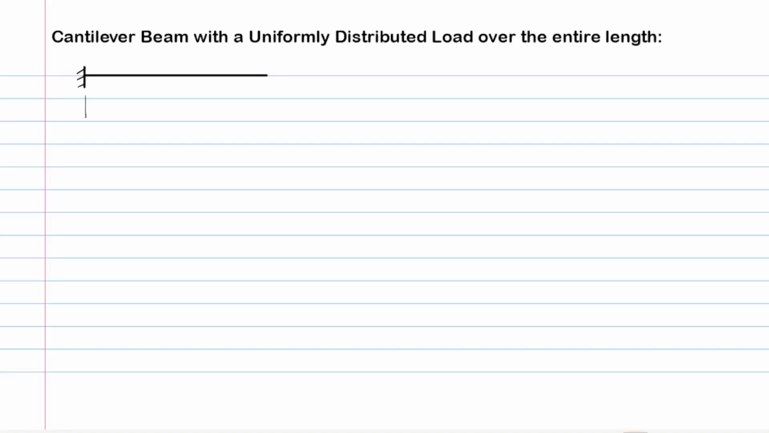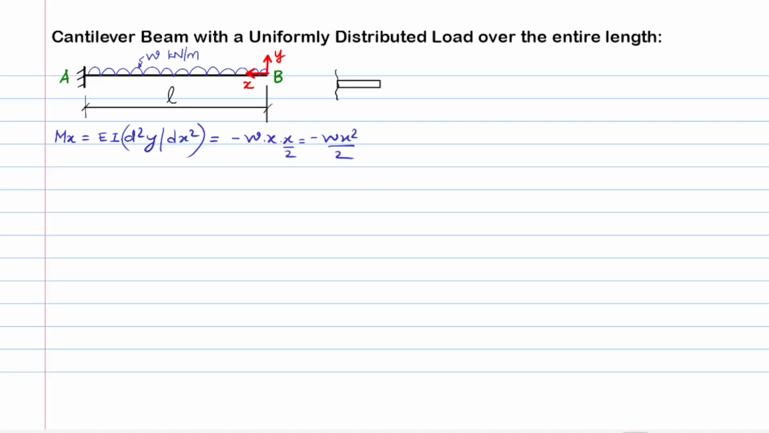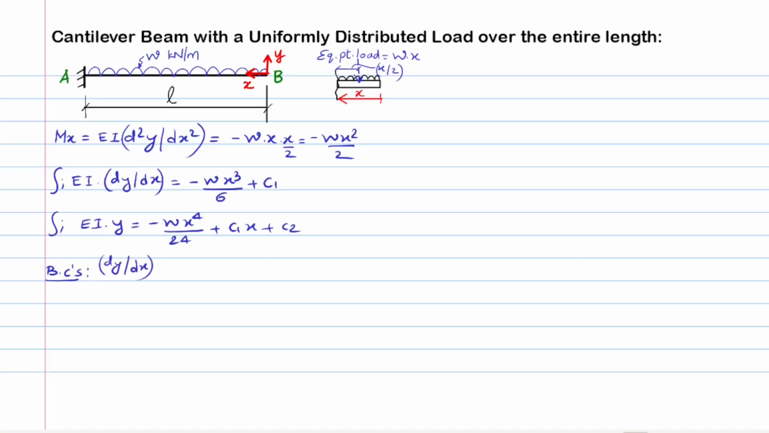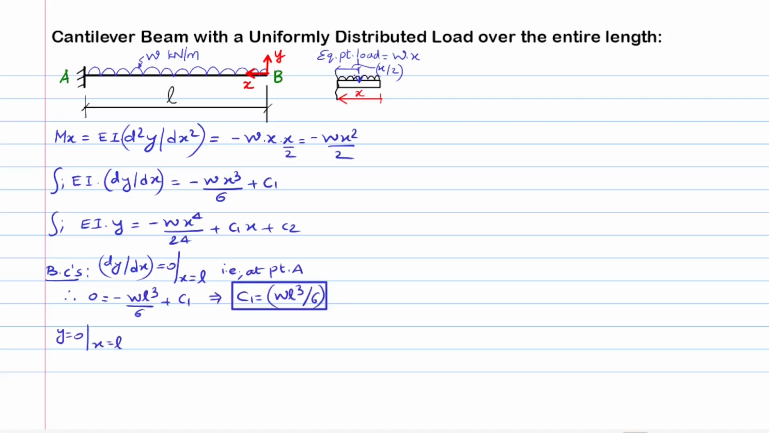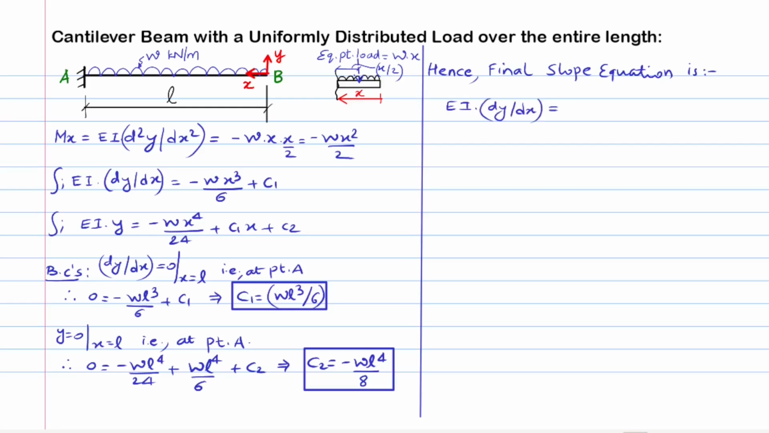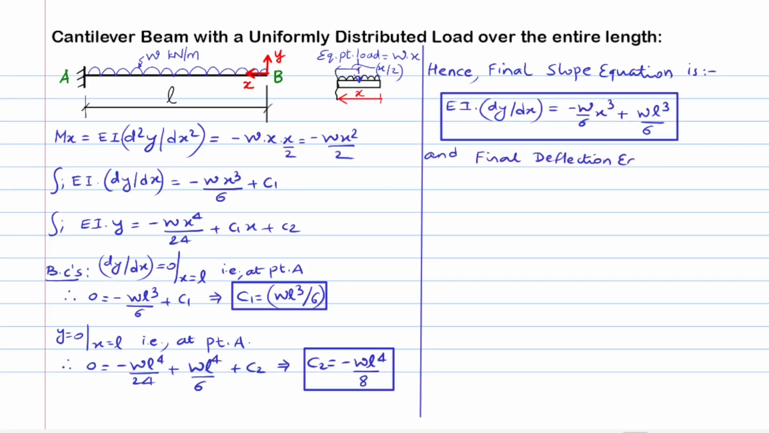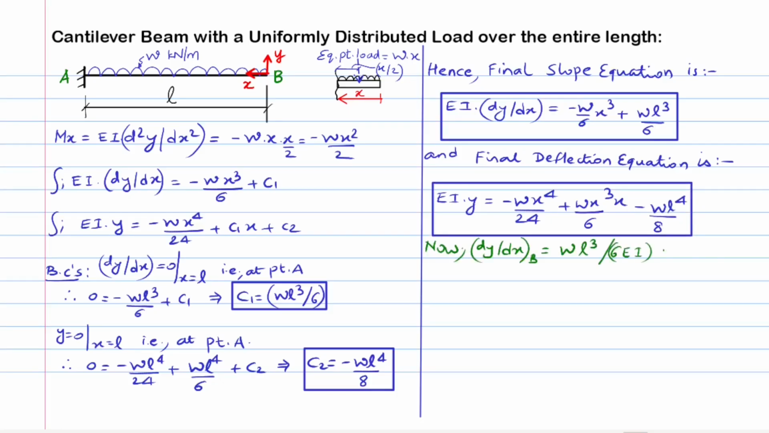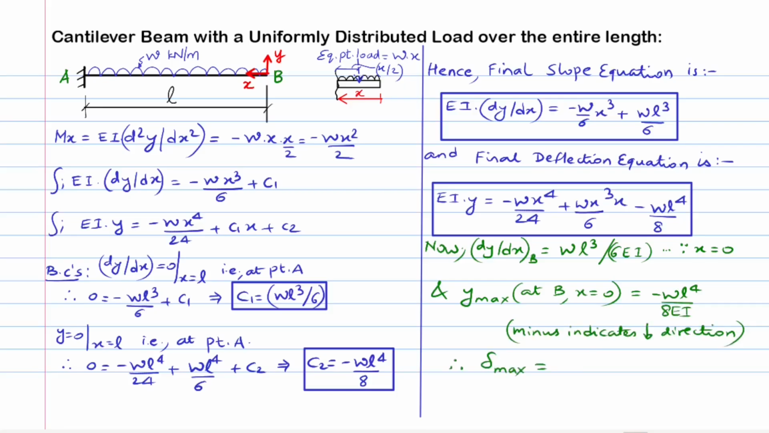We now find the slope and deflection for the case of a cantilever beam with a uniformly distributed load acting over the entire length of the beam, assuming reference coordinate at the free end. We use the slope and deflection values at the fixed end equal to 0 as the boundary conditions to find the constants C1 and C2. The slope at the free end of the cantilever beam is hence found out as W times L cube over 6 EI, and the deflection at the free end as W times L to the power of 4 over 8 EI in the downward direction.